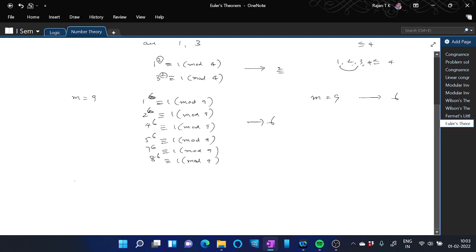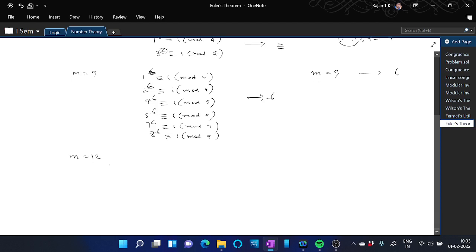And now let us take a third number, for example, M is equal to 12. The positive integers less than or equal to M and relatively prime to 12 are 1, 5, 7 and 11. These are the numbers which are less than or equal to 12 and relatively prime to 12. And there are 4 such numbers.